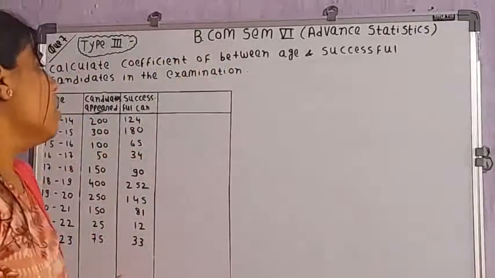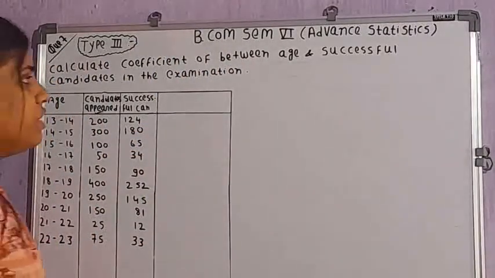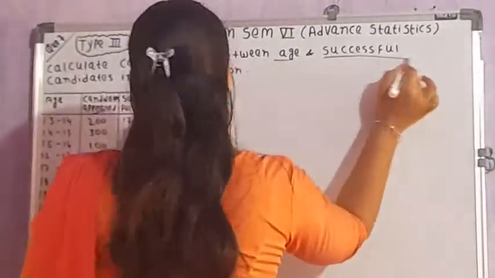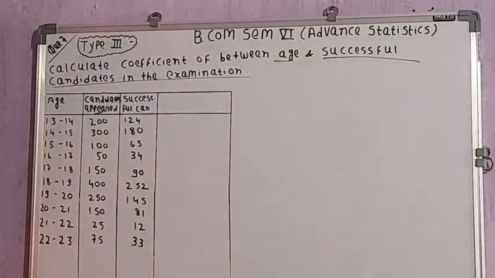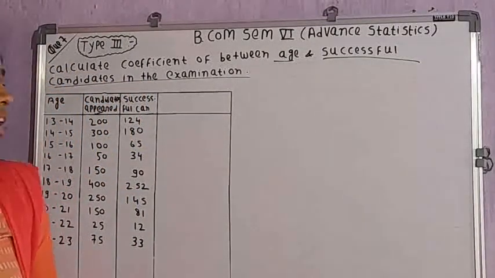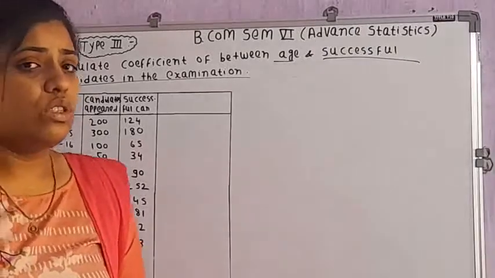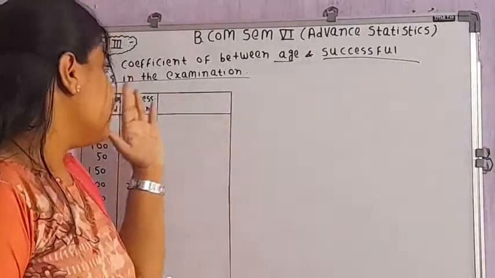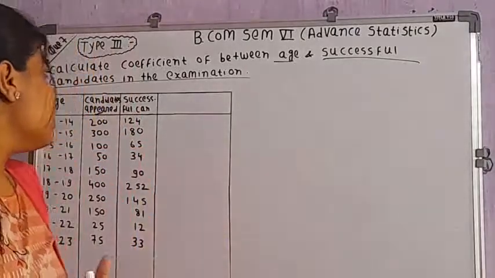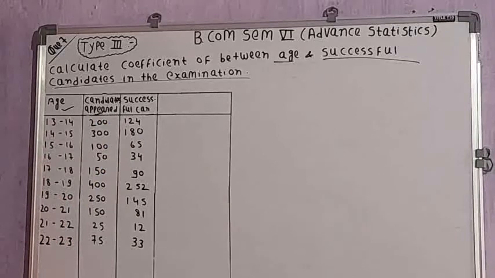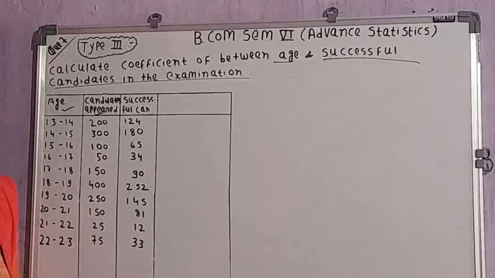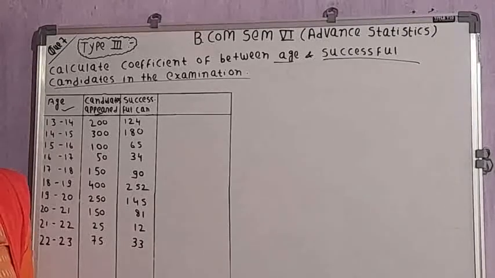So what is the question? Calculate the coefficient of correlation between age and successful candidates in the examination. So here we have been given the data of a particular examination whereby we have to calculate the coefficient of correlation between the age and the successful candidates in the examination. So what has been given? We have been given the age of the candidates, candidates appeared, and successful candidates. And with this data, what we have to calculate? We have to calculate the coefficient of correlation. Let's see how we are going to do it.